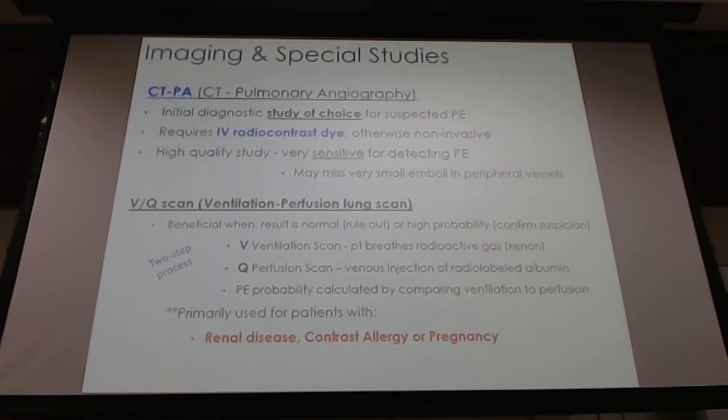The VQ scan works. It's two steps. It's a little bit longer. It's not as sensitive, but it's an alternative. So it's good to rule out, or when you really think they have a PE and you want to confirm it. You have them use gas to track the ventilation, so you image that first, and then you use a radio-labeled albumin to track the perfusion, and then you overlay them. So it's a little more involved, but it's for patients where ruling out a pulmonary embolism is very, very important.